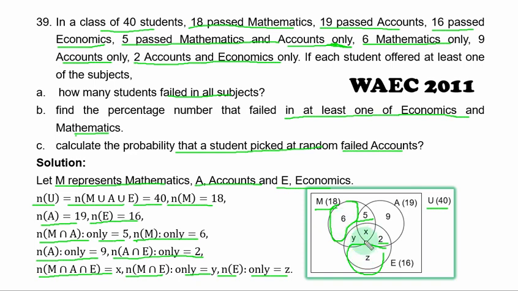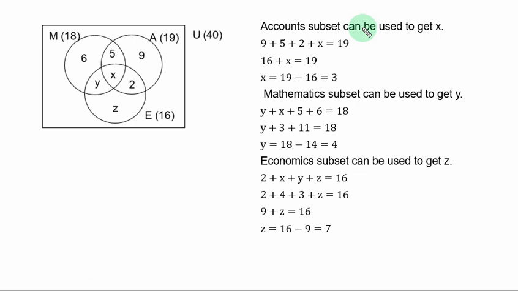The way it is, you need to get S first using the accounting subsets before you can get Y and Z, because in the accounting subset the information is complete. So you add everything and you equate it to 19. By adding everything in that subset, you equate it to 19. You have this result. And finally, S is equal to 3.